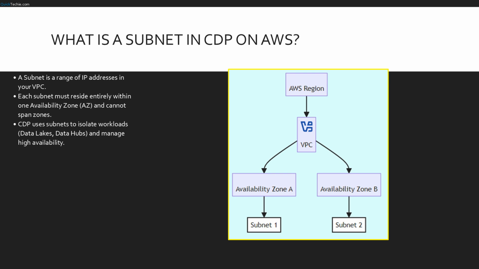Visualize the hierarchy here. At the top, we have the AWS region housing your VPC. Inside the VPC, the architecture splits into distinct availability zones, shown here as AZ-A and AZ-B. Notice that Subnet 1 is strictly contained within AZ-A, and Subnet 2 is strictly within AZ-B. They do not cross over. This separation is the foundation of fault tolerance in CDP.